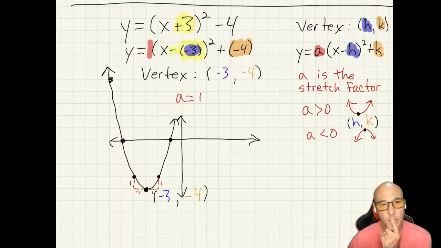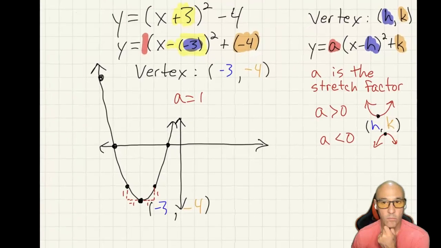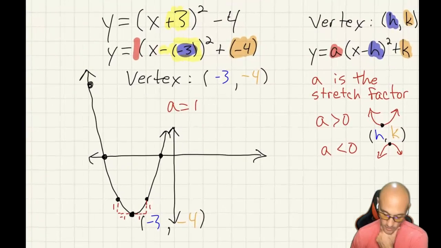Uneven. What does uneven mean? The -3 there? Oh, the vertex here? Or here? Yeah? It would go right here.